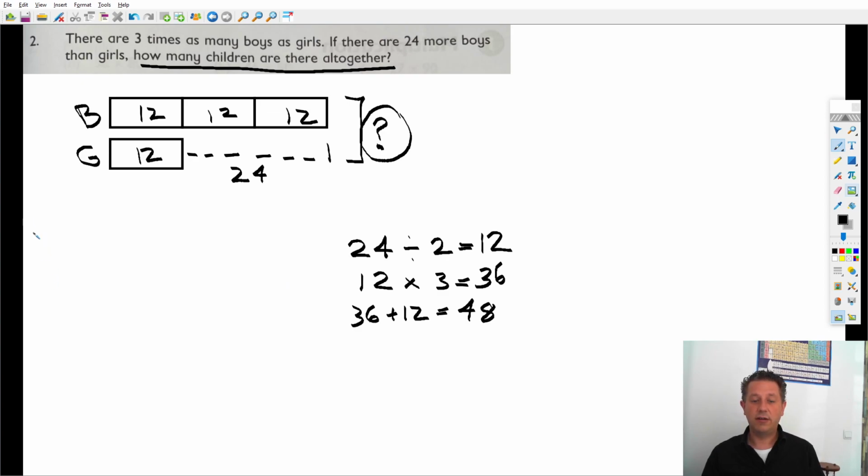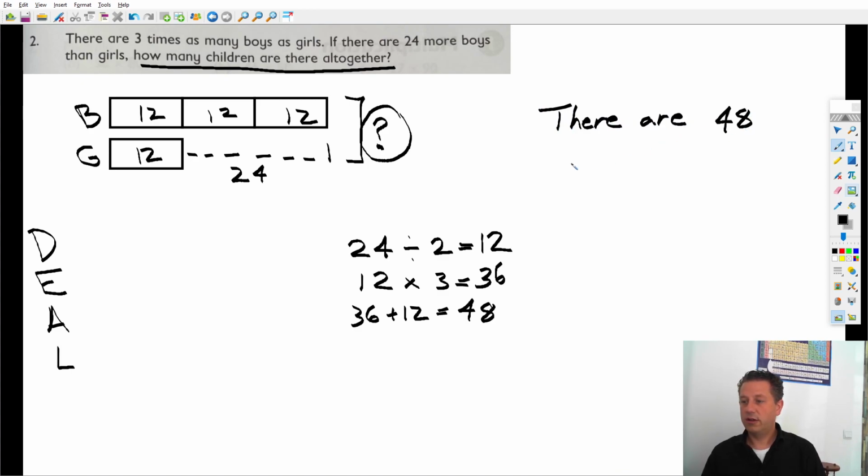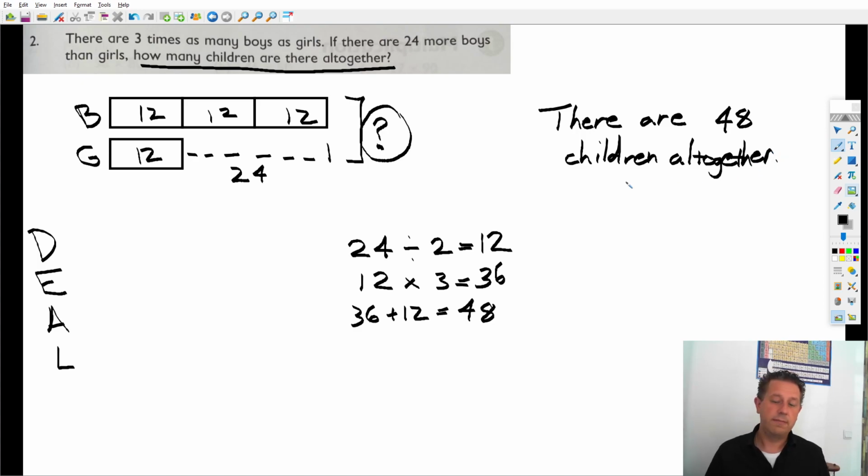So as I'm making a deal, I've done my drawing and I've done my equation. Now it's just time for that answer and label. And I'm going to say, copying the question, how many children are there altogether? There are 48 children altogether. Okay, and that's how I would answer that problem.